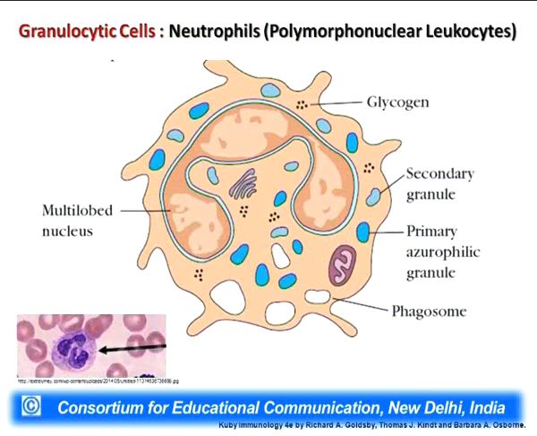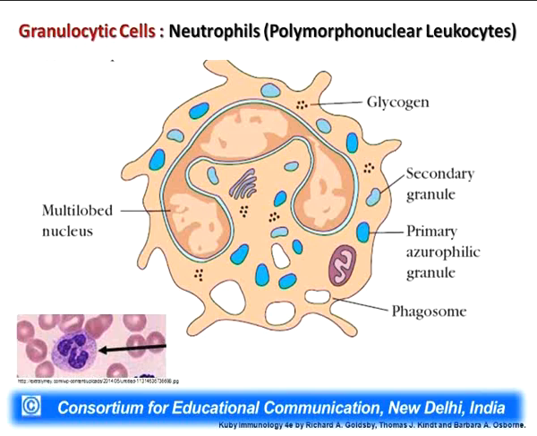Now the neutrophils are also called polymorphonuclear leukocytes because of their multi-lobed nucleus. So we can see the structure over here, and we can see a stained image of a cell in which we can see a multi-lobed nucleus. Along with this multi-lobed nucleus, there are granules, primary and secondary granules, which contain the lytic enzymes. So these neutrophils have the phagocytic property.